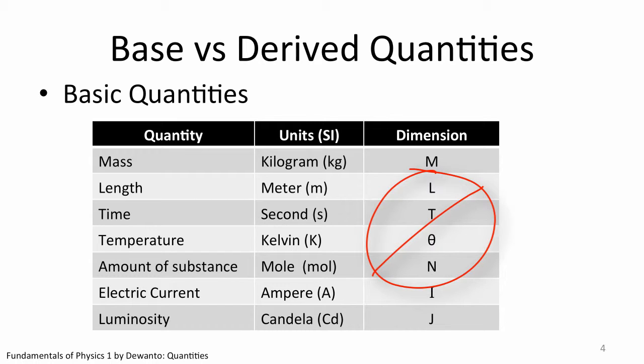As far as this course is concerned, we will frequently be dealing with the first 5 quantities, namely mass, length, time, and later when we are talking about thermodynamics, temperature, and amount of substance. These 7 quantities are what we call base quantities.